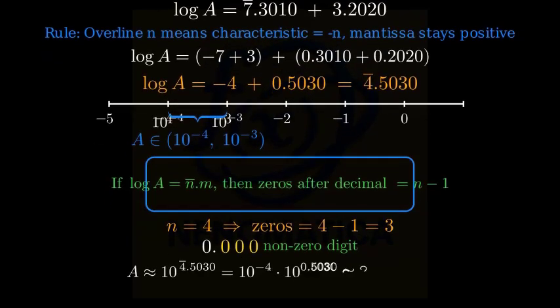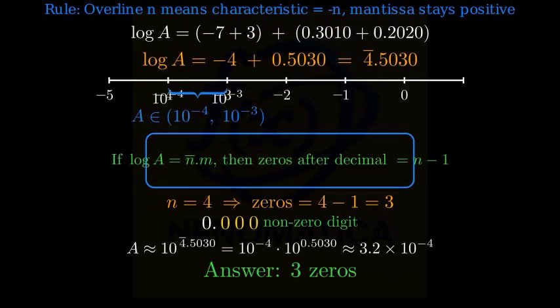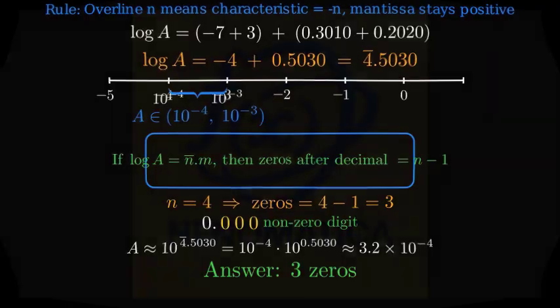Because the mantissa is 0.5030, 10 to that power is a number a bit larger than 3. So a behaves like about 3 times 10 to the minus 4, again consistent with 3 zeros after the decimal point. Final answer. The number a has 3 zeros between the decimal point and the first non-zero digit.